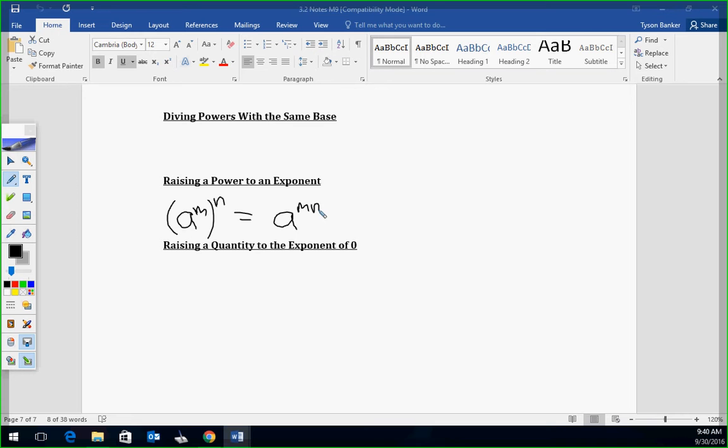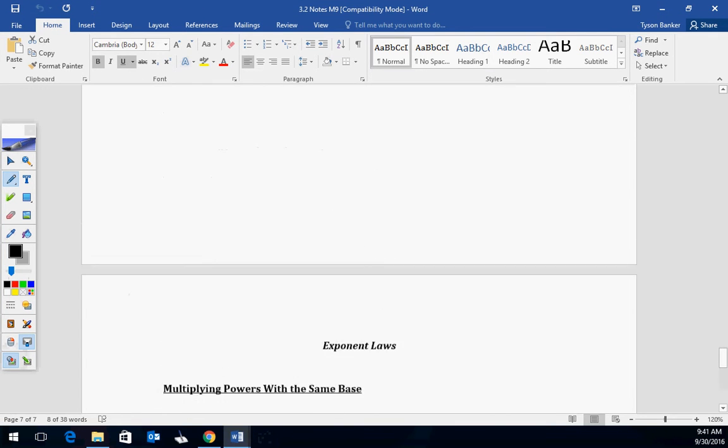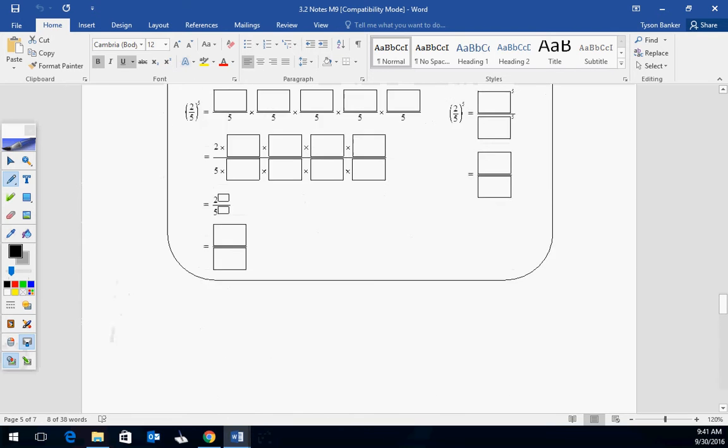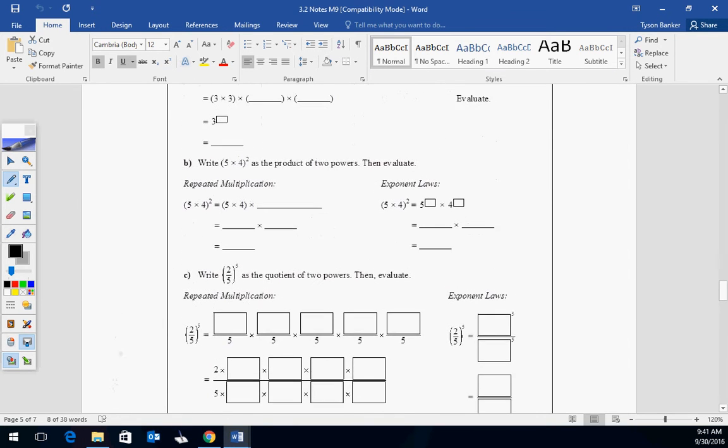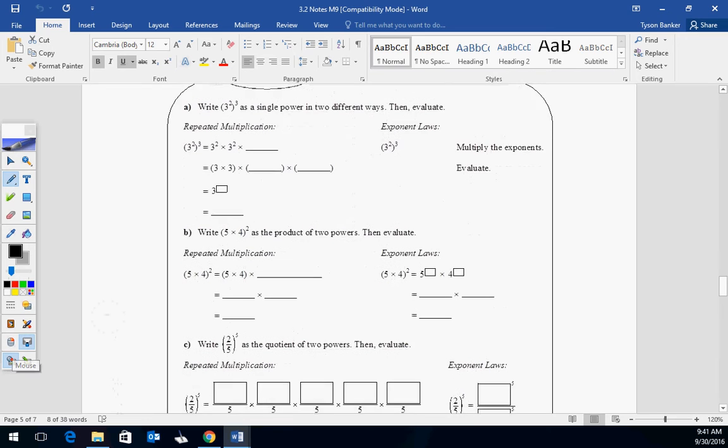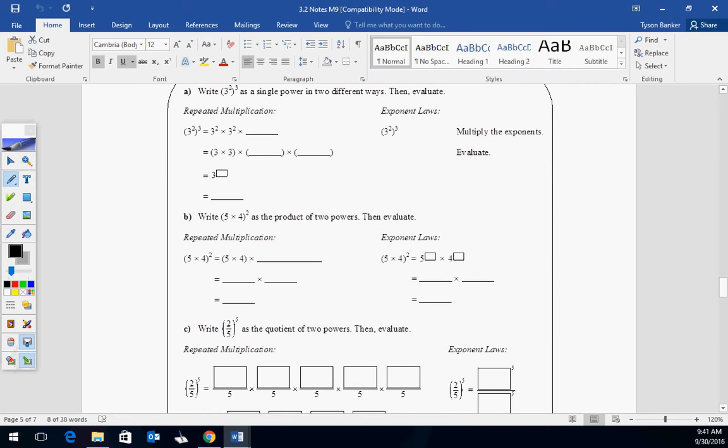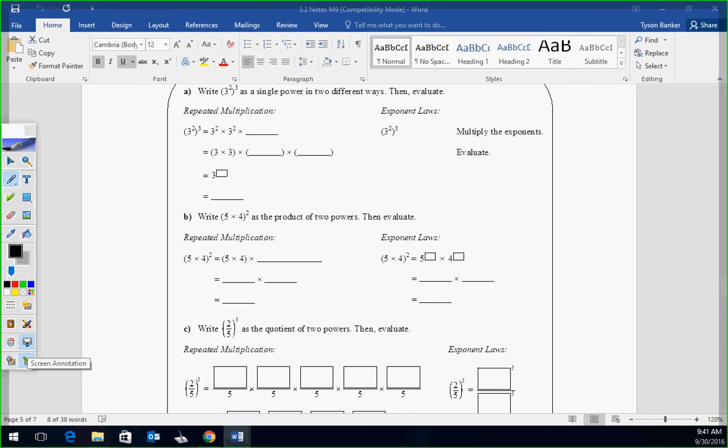Okay, good. All right, last couple pieces here. So write 3 squared cubed as a single power in 2 different ways, then evaluate. So repeated multiplication would be 3 squared, which is 3 times 3, three times. So then you see we have a total of 6.